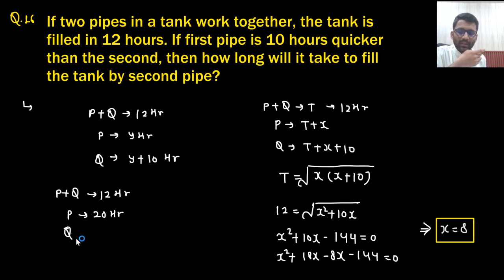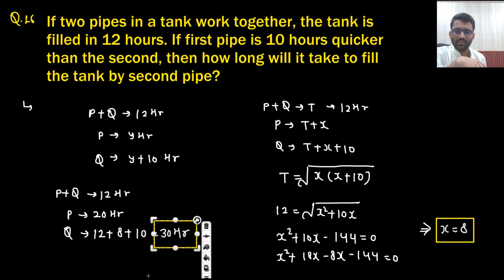And Q will take 12 plus 8 plus 10. 30 hour. So Q will take 30 hours. That's it. This is the answer. Then how long it will take by the second pipe? So this is the answer. 30 hours. Well and good. Very easy. Let's see the next one.